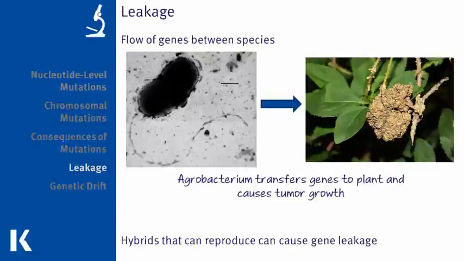The hybrid itself is an example of gene leakage, the net flow of the parent's genes into this new species. If this hybrid has an even number of chromosomes and is able to reproduce, it will cause gene leakage again when it mates with an individual from either parent species, and the genes are passed along to the new hybrid.